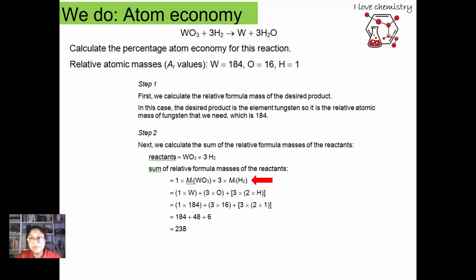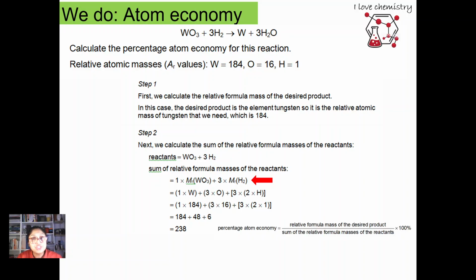One very important thing to be careful about here is that there is 3 times H2. Now, in H2, there are 2 atoms of hydrogen together. So that means 3 times 2 times hydrogen, and the RAM of hydrogen is 1. So we have to consider all of those and add them up. So altogether 184 plus 48 plus 6. So you get 238.